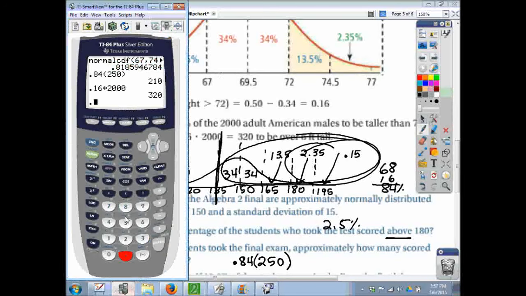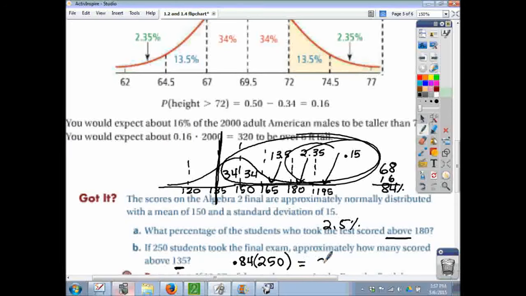So on the calculator, 0.84 multiplied by 250 is going to be 210. So of the 250 students that took the test, or if 250 took the final exam, 210 would score above 135.